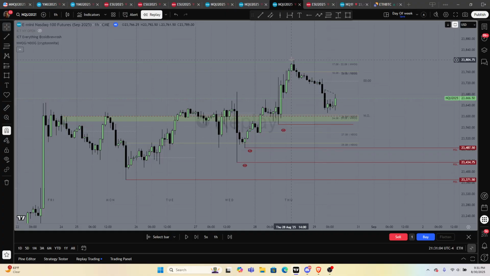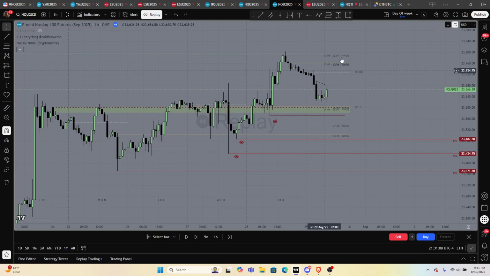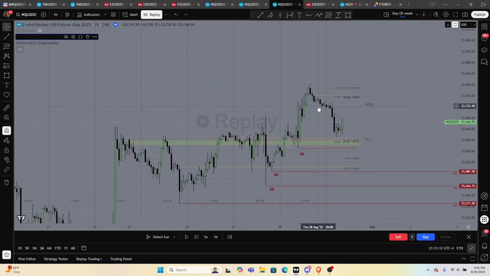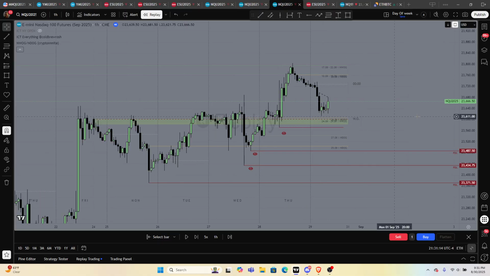We're going into Friday, so Thursday could be a Thursday reversal type of profile. We hit all the objectives up here, way beyond for the week. So we could go down now.